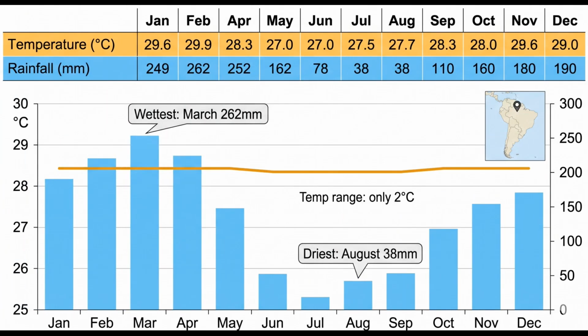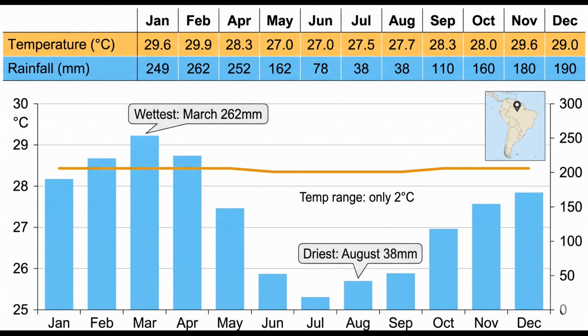Let us look at real data. This is the climate record for Manaus in the Brazilian Amazon at 3 degrees south. Look at the temperature row on screen. Every single month sits between 27 and 29 degrees Celsius. The range is just 2 degrees. That is the equatorial consistency in action.